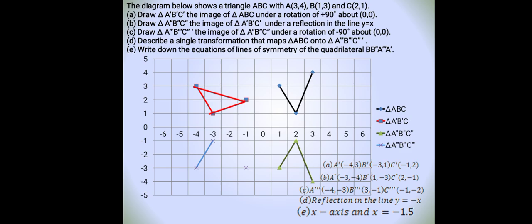Draw the image A'''B'''C''', the image of triangle A''B''C'' under a rotation of -90 degrees about the origin. Describe a single transformation that maps triangle ABC onto triangle A'''B'''C'''. E. Write down the equation of the lines of symmetry of the quadrilateral B, B'', A''', and A'.